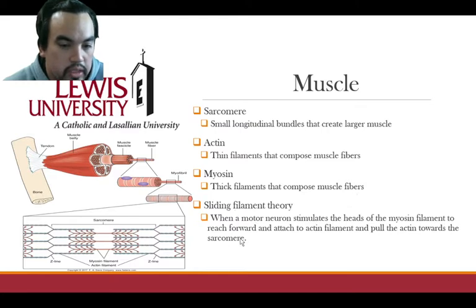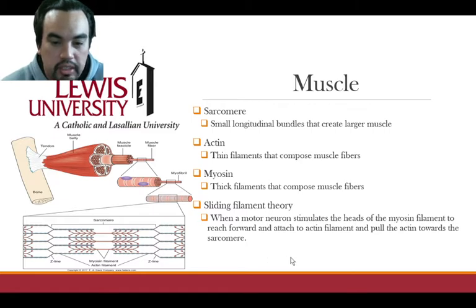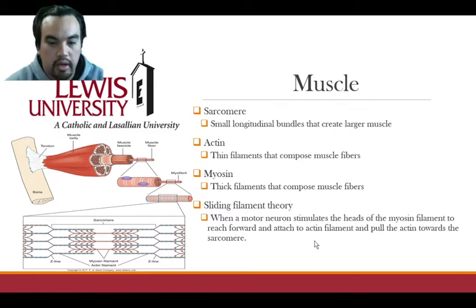And then once again, this is a review of the sliding filament theory, and that's when a motor neuron stimulates the heads of the myosin filament to reach forward and attach to the actin filament and pull the actin towards the sarcomere. Okay, if you need to review that, I would, because a lot of you guys kind of missed that on the quiz, so maybe it'll be on again.